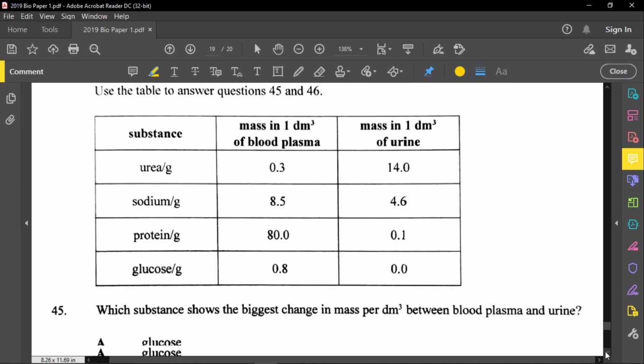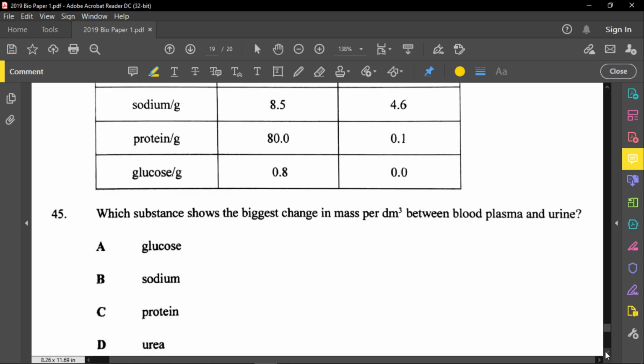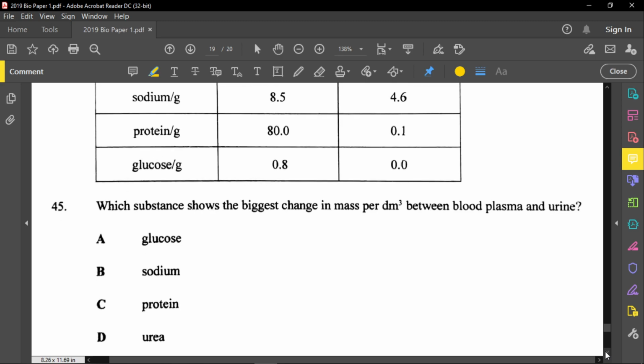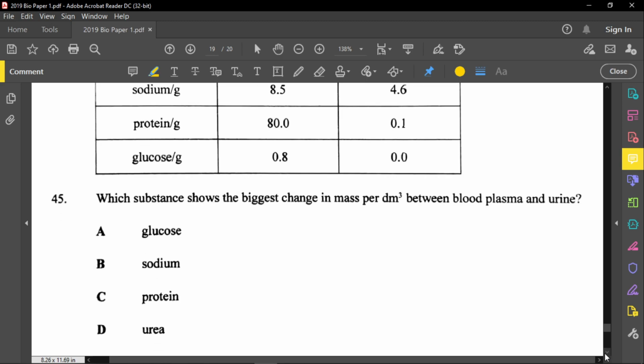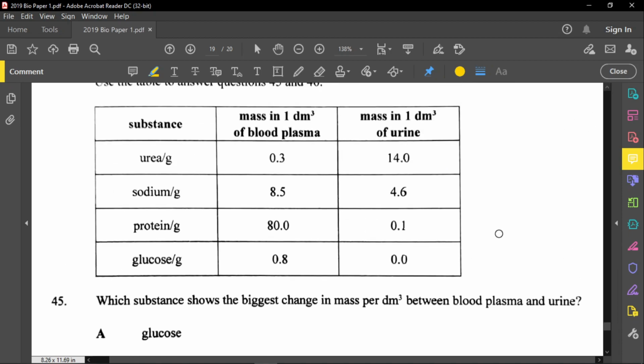All right, so question 45 said, which substance shows the biggest change in mass per dm cube between blood plasma and urine? So let's look at which substance will change the greatest, or the biggest difference. By looking at the chart, you'll see clearly that 80 and 0.1 must be the greatest change. That's the most obvious answer. It's pretty obvious, as a matter of fact, right?